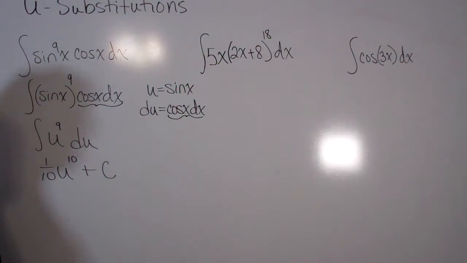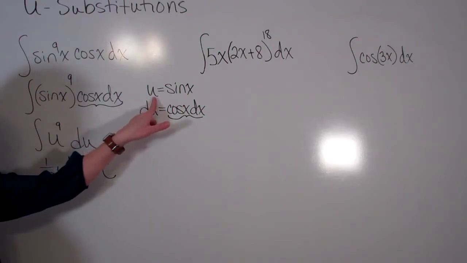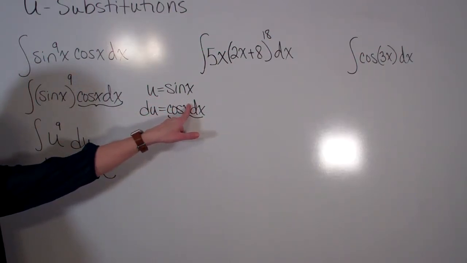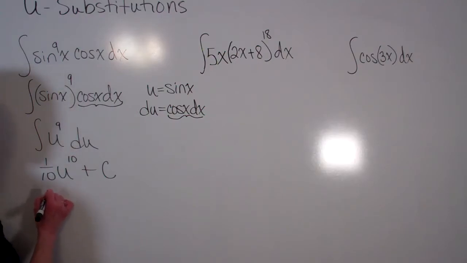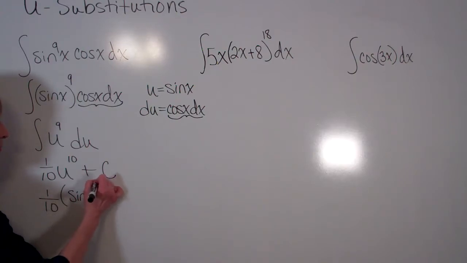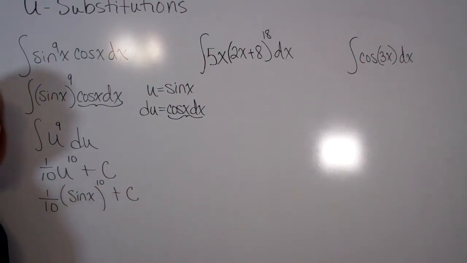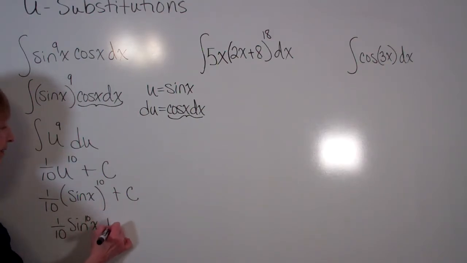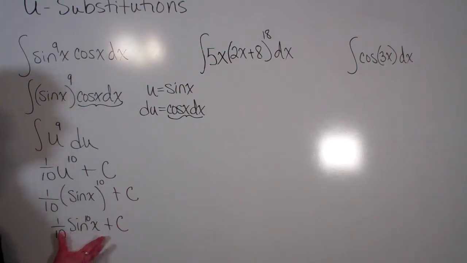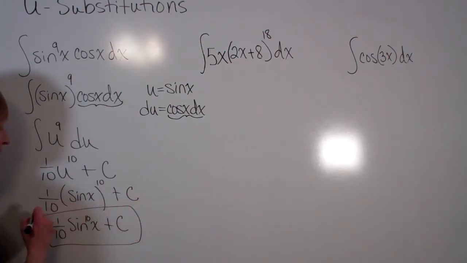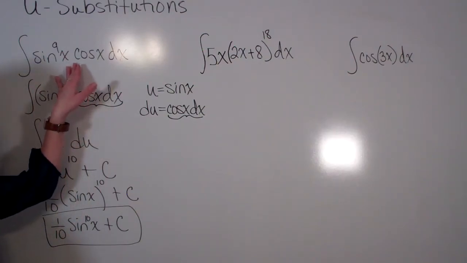Now I just want to go back to the original variable that we started with. So we go back and look at what our u was assigned to represent and put it back in our expression. So I have 1/10 times the quantity sine x to the power 10 plus c. And then remember that we have a more simplified notation for this. This would be 1/10 sine to the power 10 of x and then plus c. So that is our indefinite integral answer to this problem.